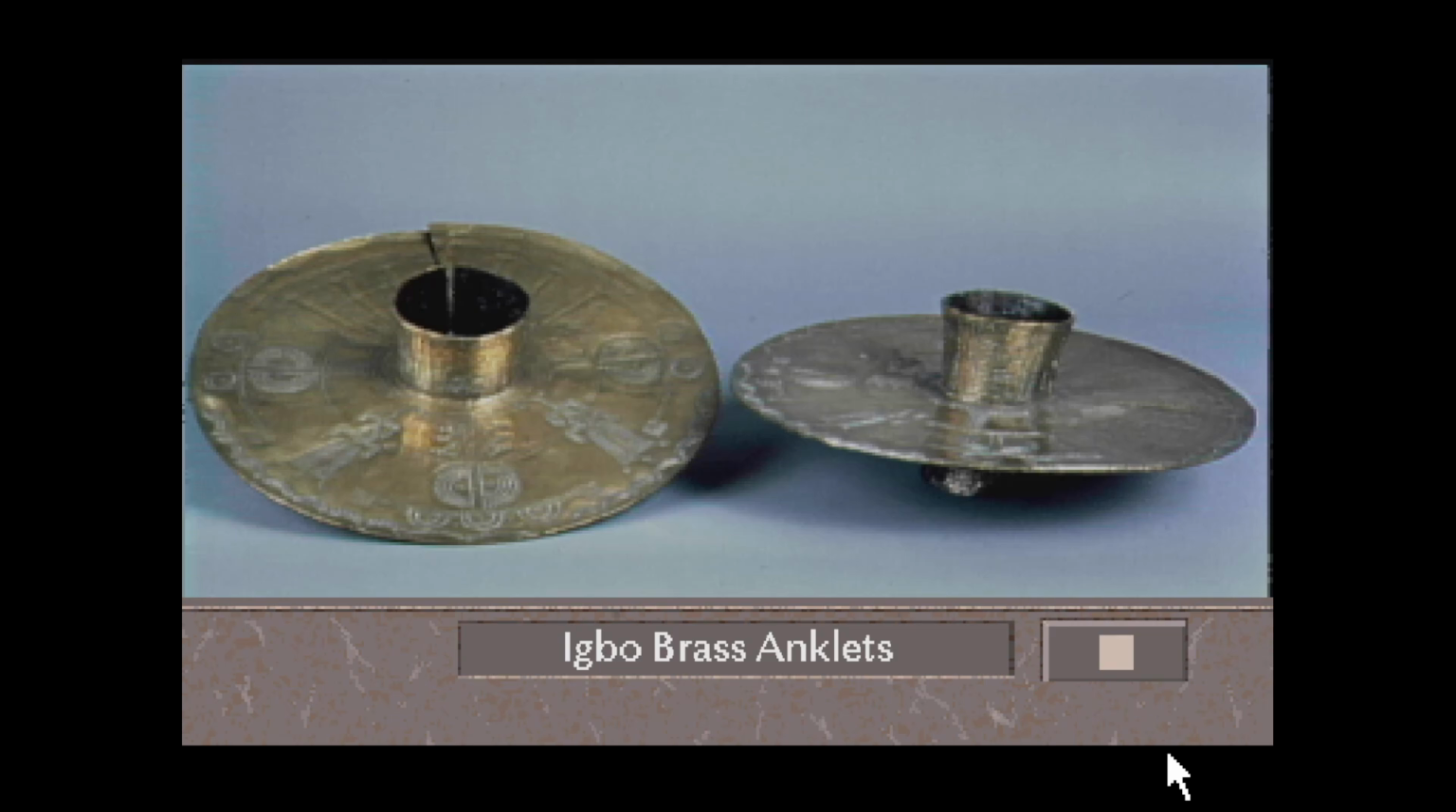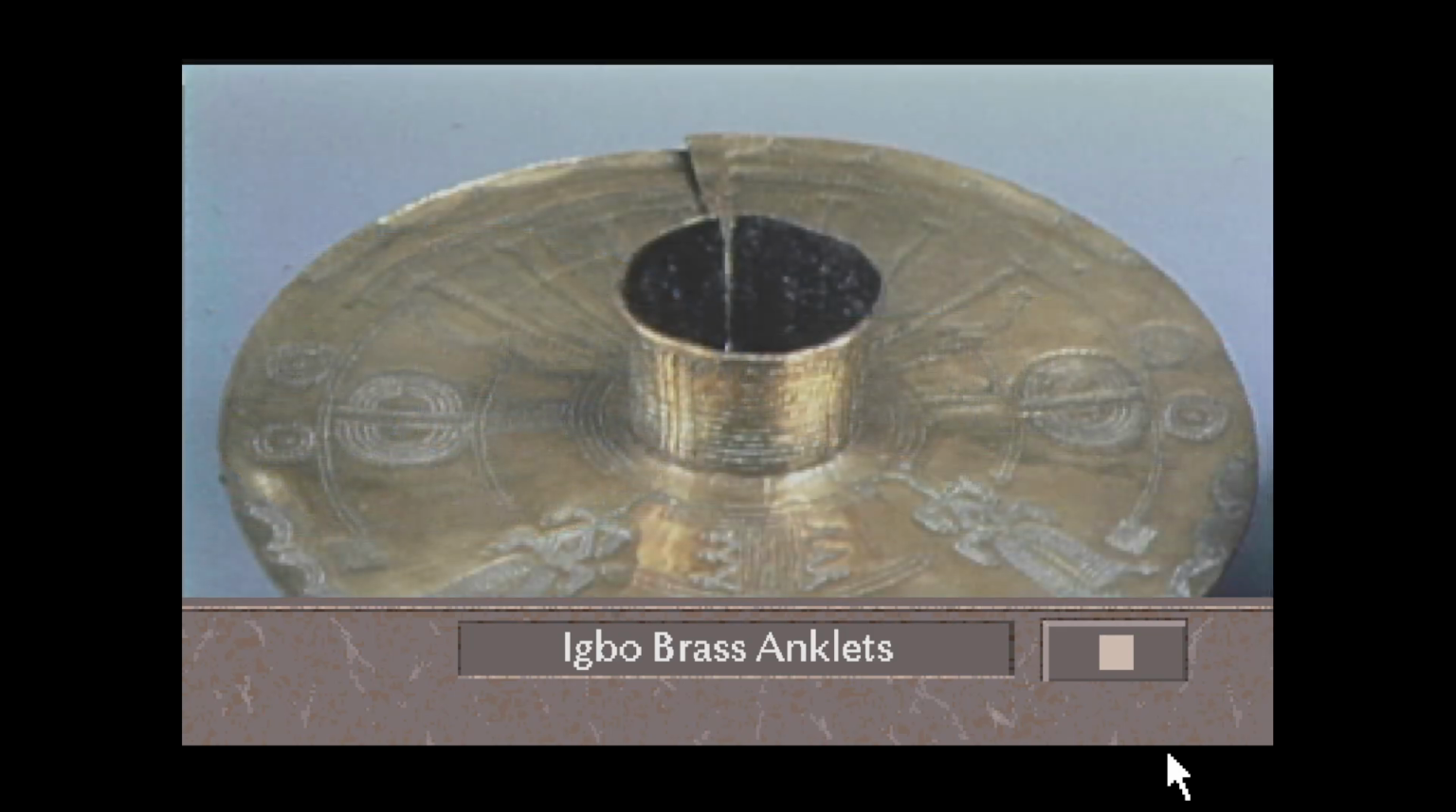Imagine wearing these brass anklets more than 14 inches in diameter on a visit to the supermarket. Yet an Igbo woman of Nigeria suffered them gladly, for their awkward size made her wealth and prestige abundantly clear. The metal plates were hammered and chased with symbolic designs.